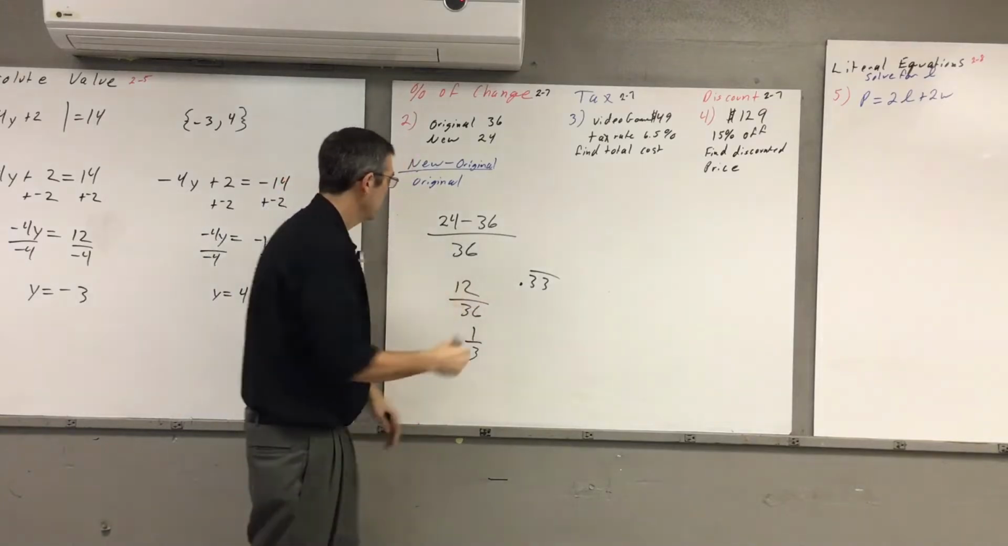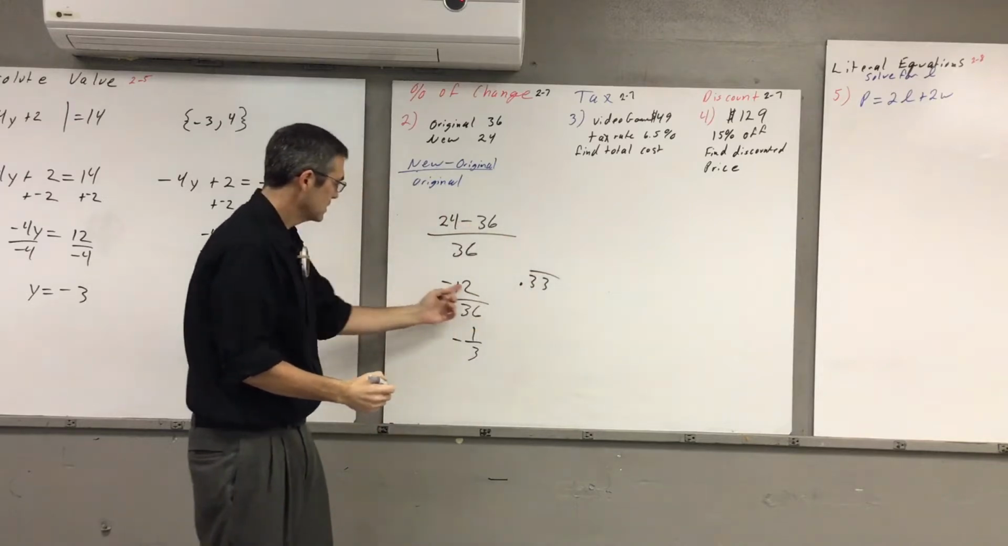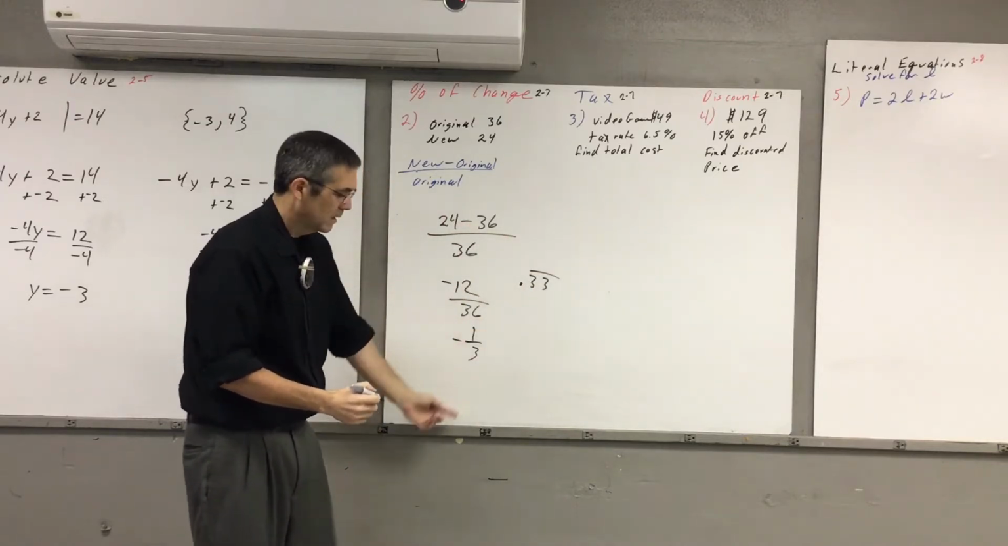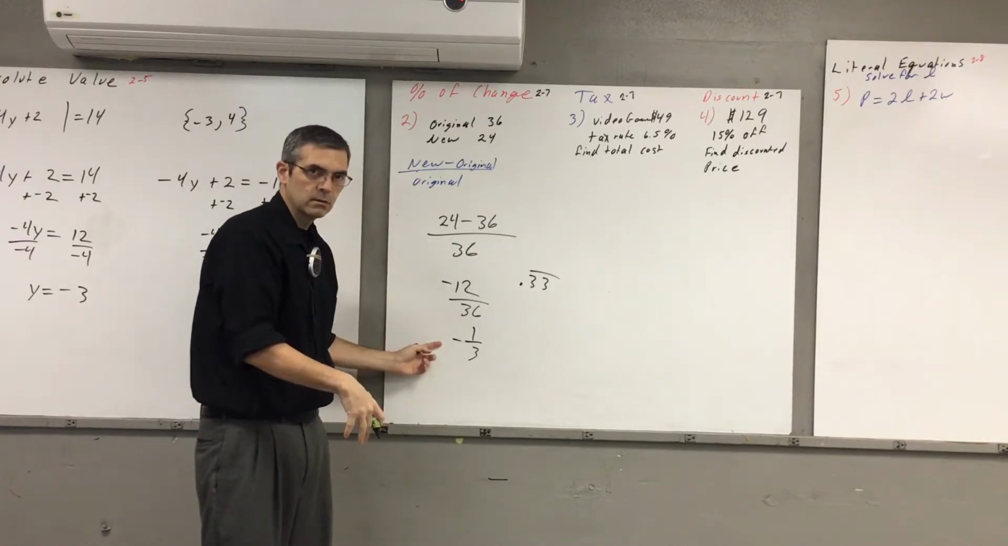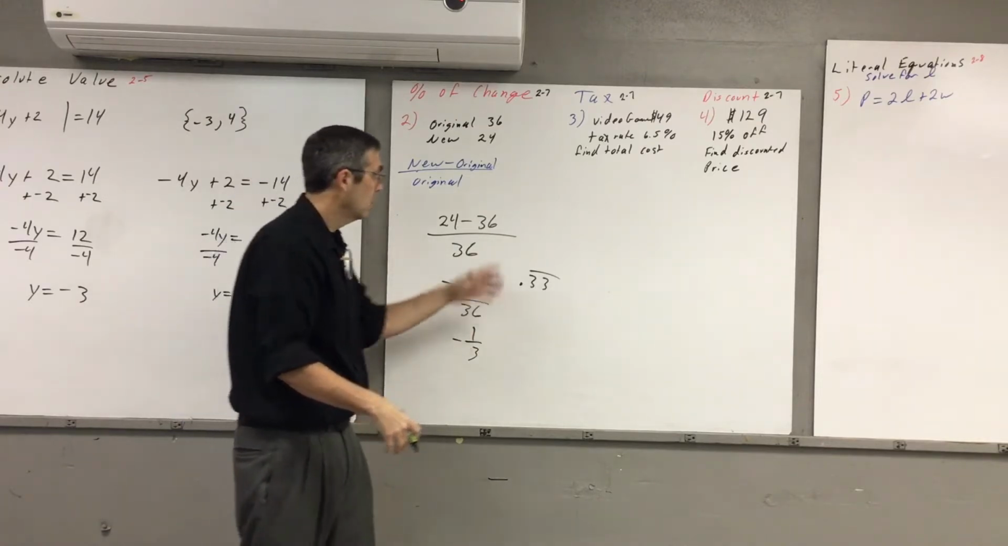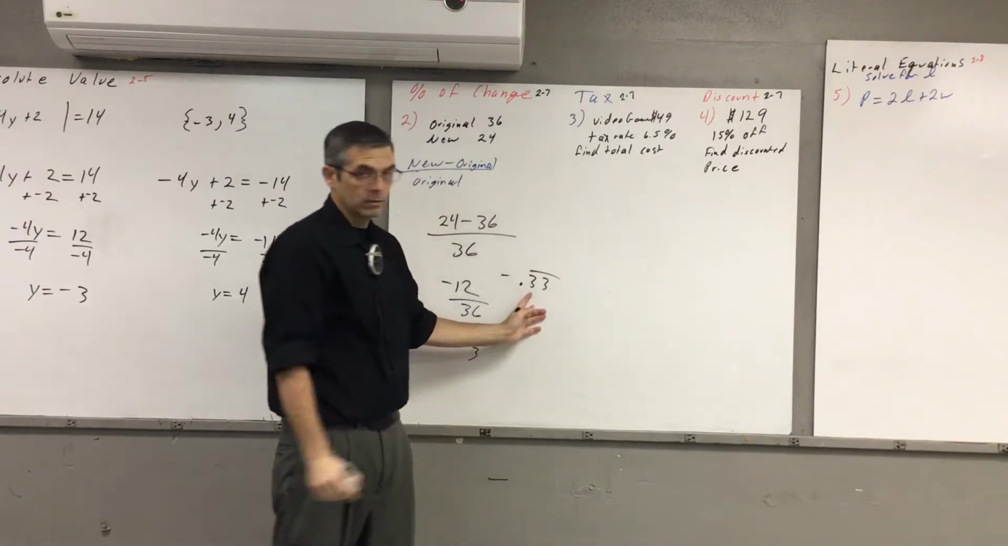By the way, this is negative, right? Because 24 minus 36 is negative 12 over 36, negative 1/3. So all this negative here tells me is that this was a decrease. Okay, that's what that tells me. So I know that all this was a decrease, but negative 0.33.